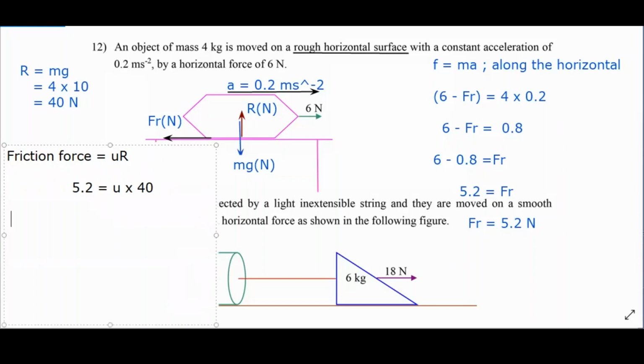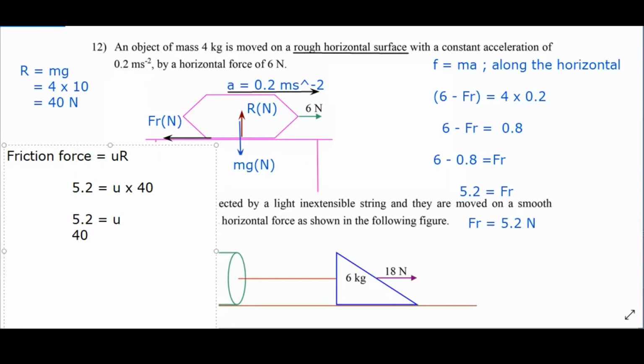So let me take 40 to this side. Multiplication by 40 comes to this side as division by 40. So 5.2 divided by 40 equals mu. Got it? So what can we do here? How do we simplify this?